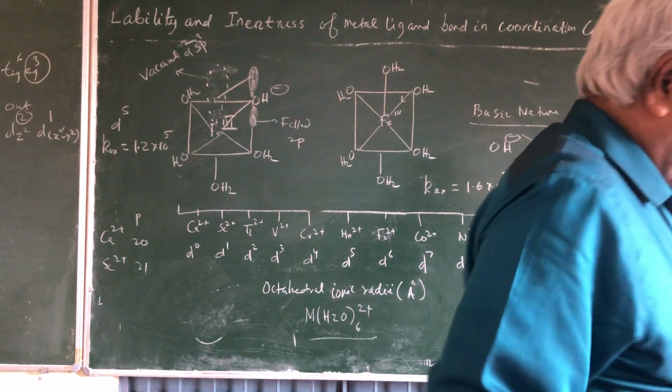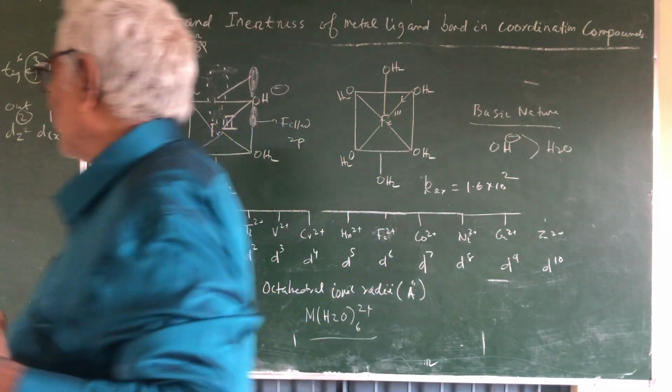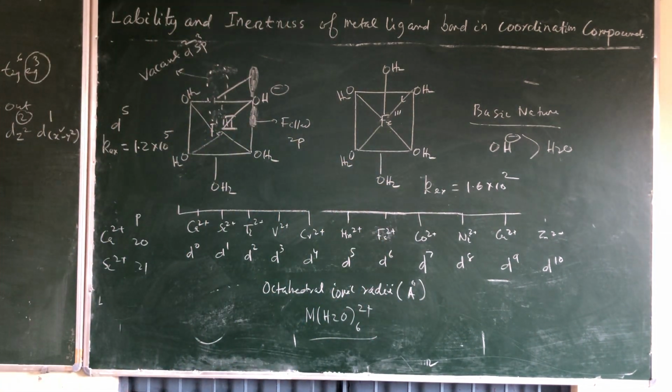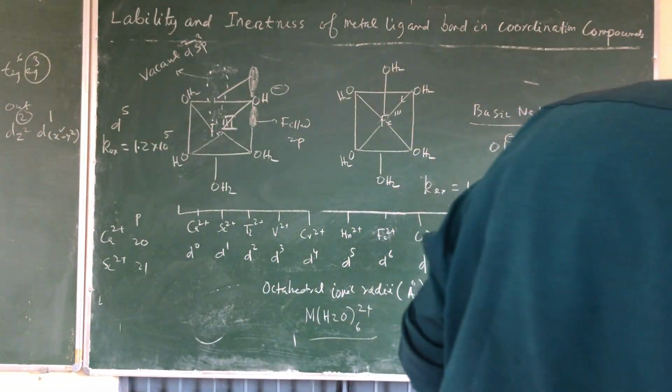For copper and iron, d4 and d9 systems, there will be only Jahn-Teller discussion.